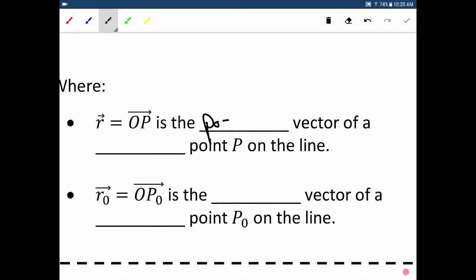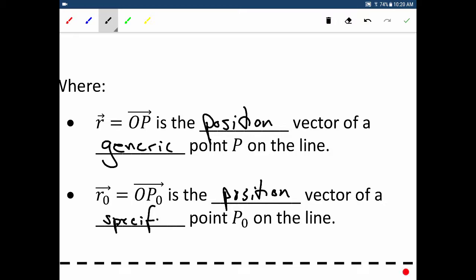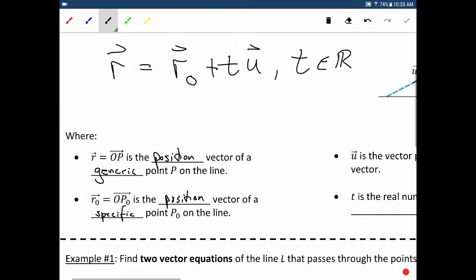position vector of a generic point. So it's the position of any point basically on the line, P on the line. We had the R0 here, which is the position vector of a specific point. So this is the one where I gave you a point to start with. Specific.